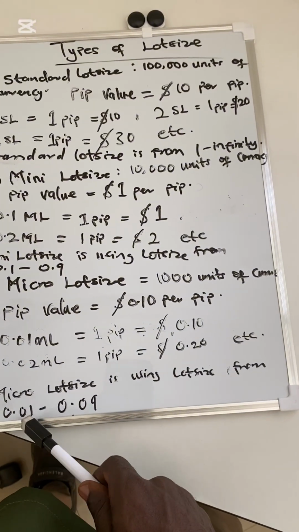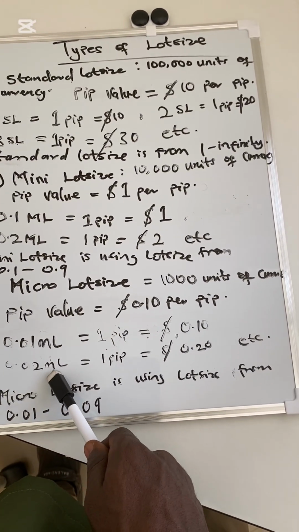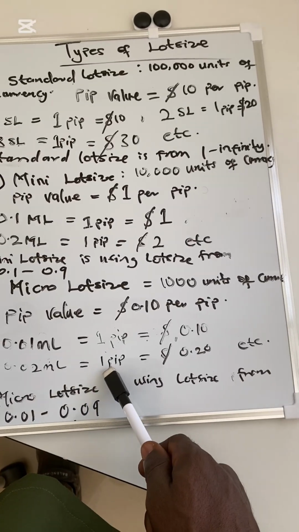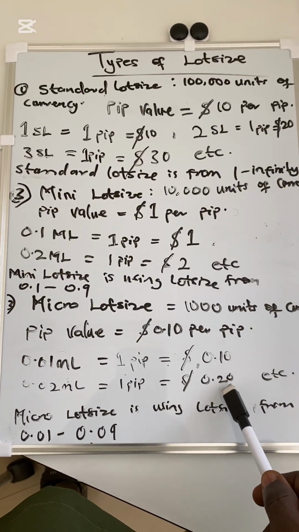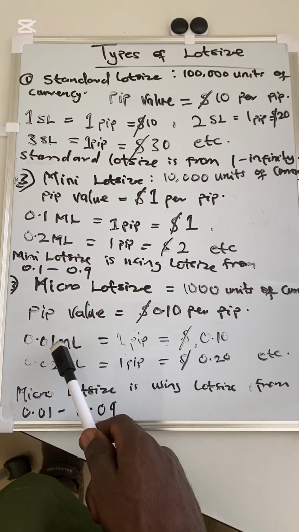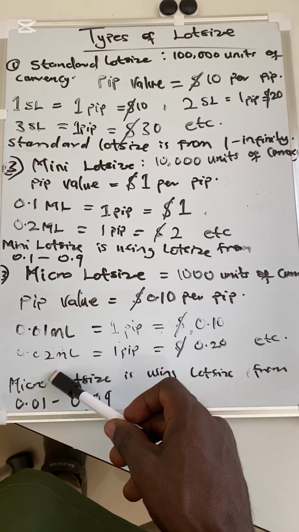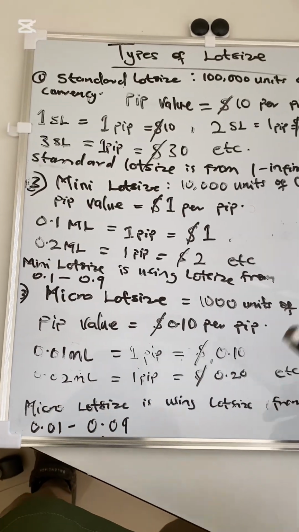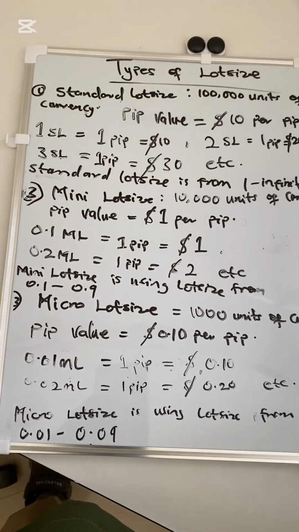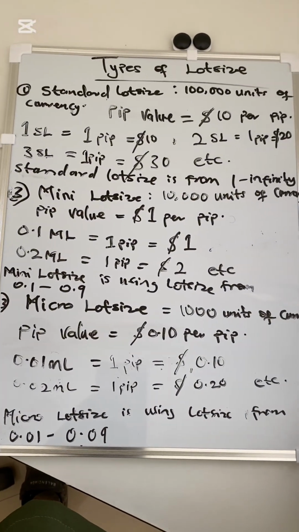So for example, you are using a 0.02 micro lot size. One pip will give you 0.2 USD. If you are using, let's say, 0.03 micro lot size, and the market moves one pip, you're going to make what? 0.3 USD. Okay, so make sure you understand that.